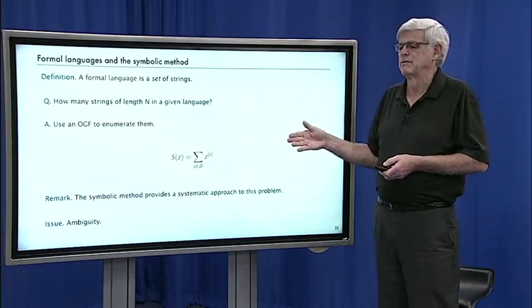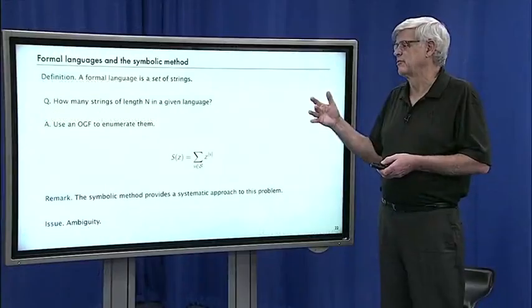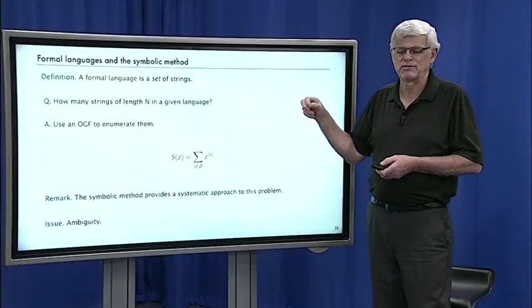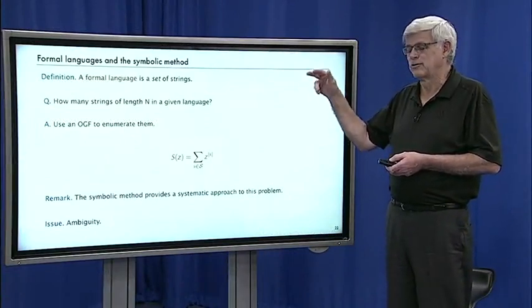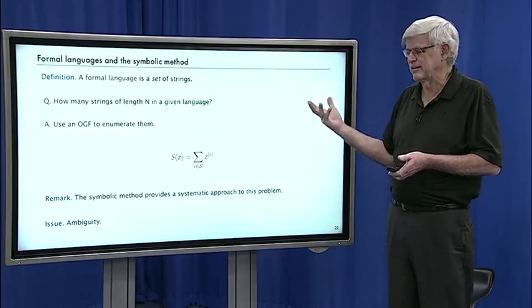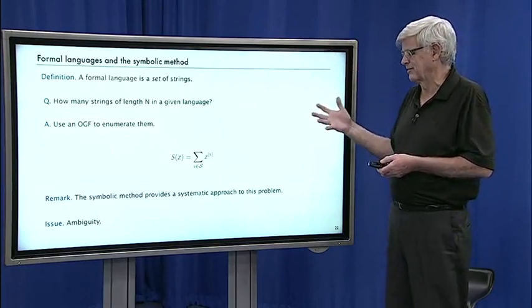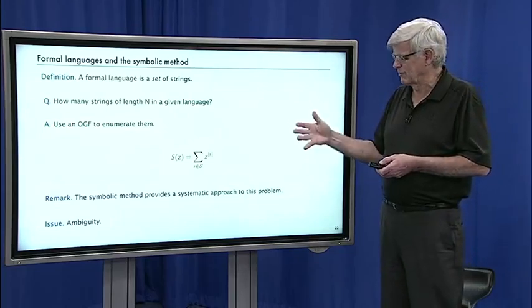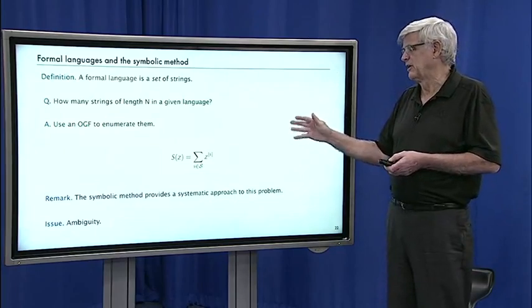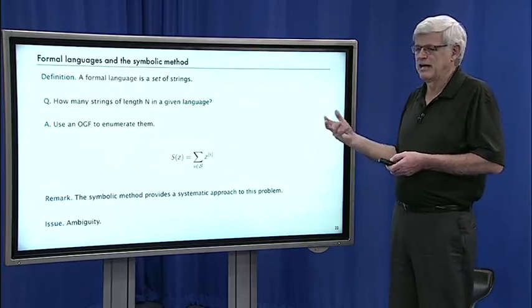Now, there's an issue when it comes to counting that has to do with ambiguity. Typically, in a formal language, we're just concerned about specifying the set. And it could be that there's more than one way to derive a particular string. That's a key issue in understanding formal languages and building compilers and other things like that. So if there's more than one way to derive a string, we're going to count all the ways to derive the string. And so we want to work with unambiguous languages.